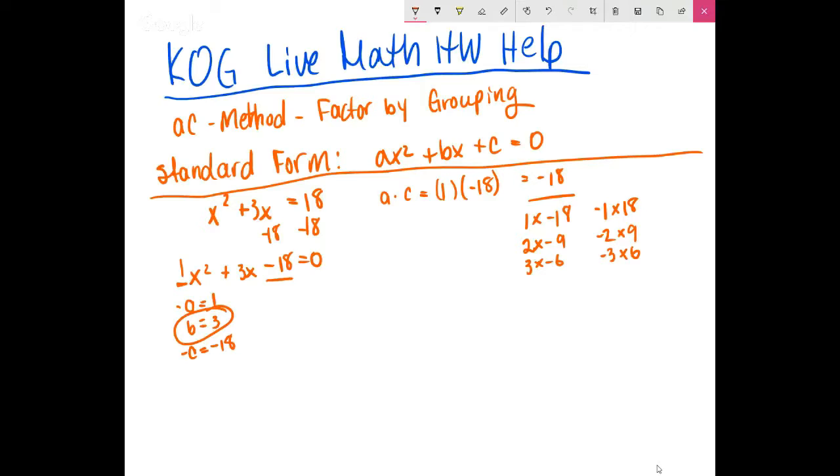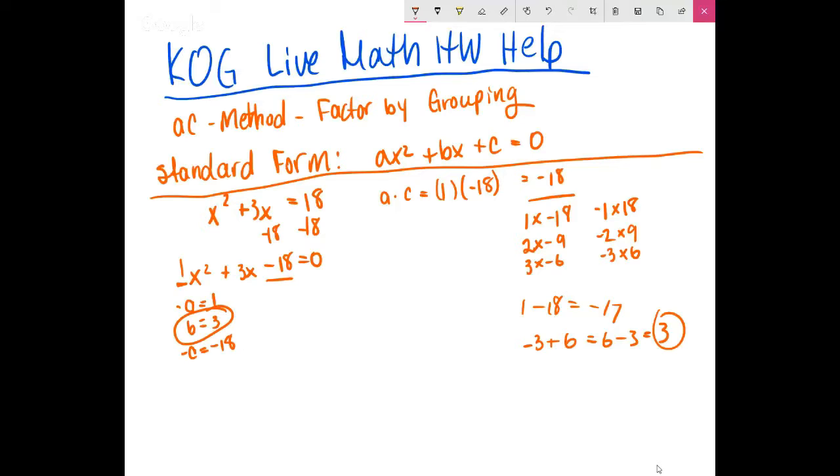And looking at our B, which is positive 3, which one of these will work if we added them together? So 1 plus negative 18 is actually 1 minus 18, which is negative 17. That won't work. I'm going to tell you the answer because we're running out of time. It's going to be negative 3 plus 6. Remember, we're adding the numbers together. Negative 3 plus 6 can also be written as 6 minus 3. Remember, we have to keep the signs for each number, which is flipping the position of the number. 6 minus 3 is 3. Positive 3, that's the one.